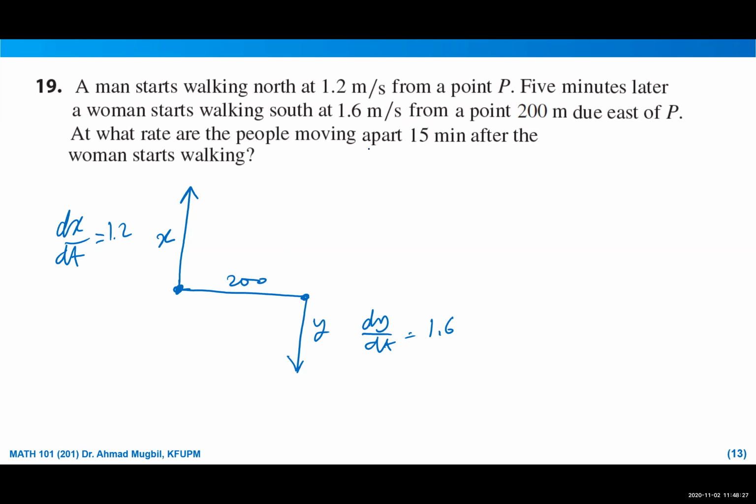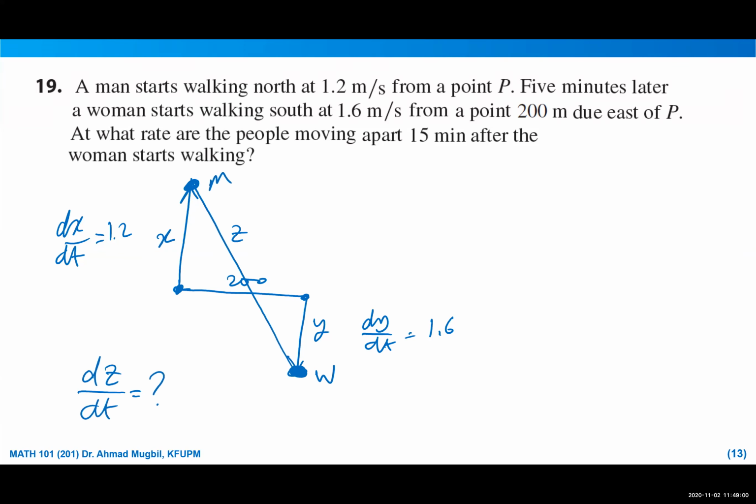At what rate are the people moving apart 15 minutes after the woman starts walking? So now the question is about the distance between the man here and the woman after 15 minutes, it will be here. So this is the woman, this is the man. He is asking about the rate of change of the distance between them. So let's call this one Z. So the question now is, what is dz dt?